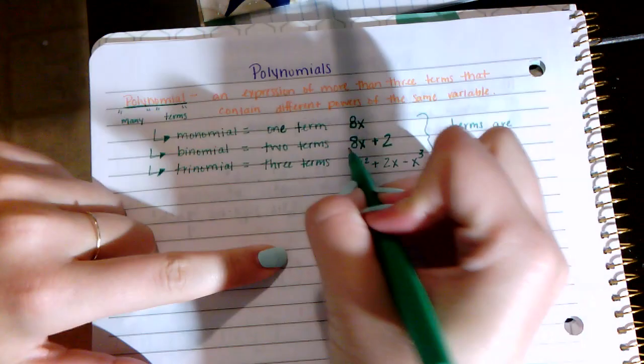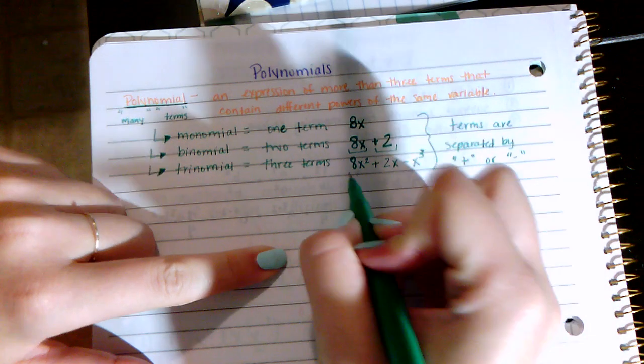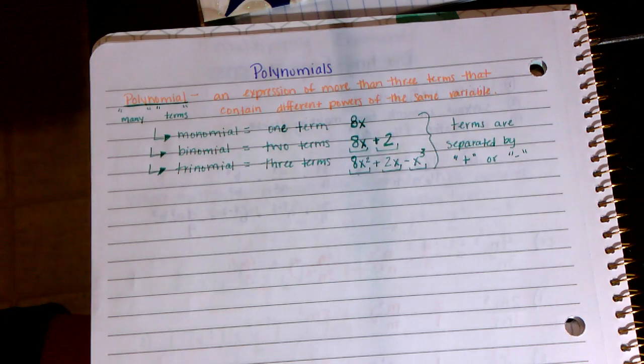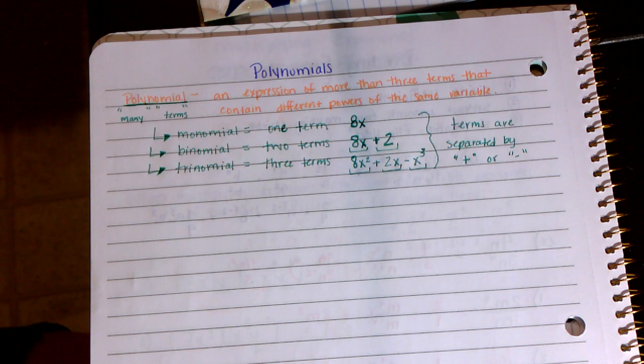This is just 1. This is 2. And that's 3. Okay, and then anything more than that is just a polynomial, because there's so many terms, you just say that there's a lot. There's many terms. So I'm going to show you some examples of some polynomials.